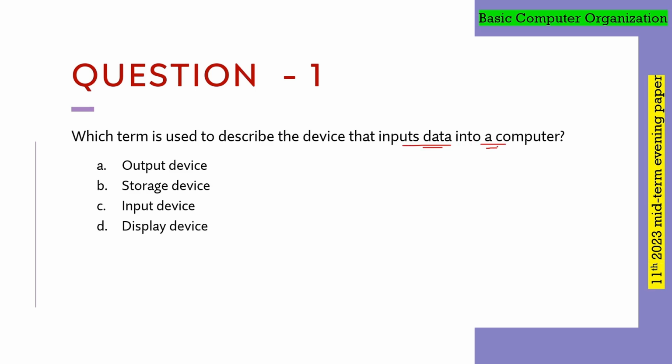तो ये तो बहुत सिंपल है, जो डाटा इनपुट कर रही है वो क्या हो गई आपकी इनपुट डिवाइस, और जो डाटा आउटपुट कर रही है वो क्या हो गई आपकी आउटपुट डिवाइस. Okay, so hence for this one, option number C is the correct one.